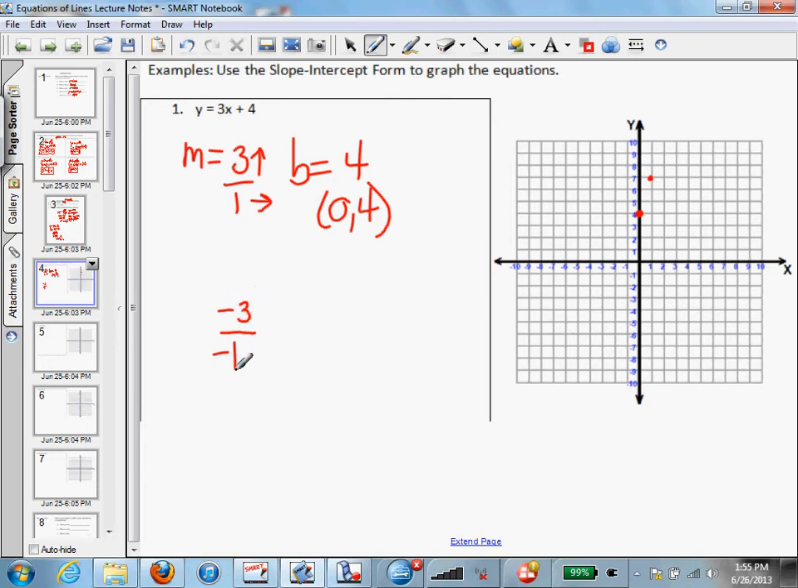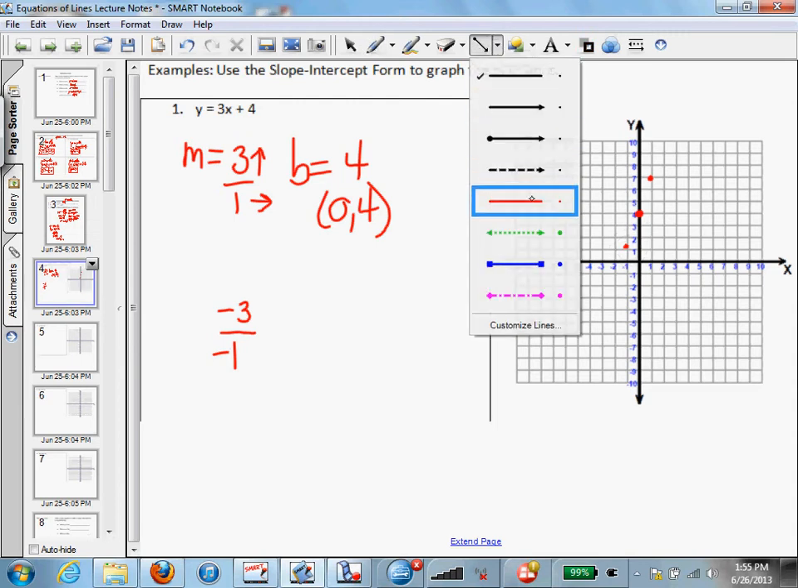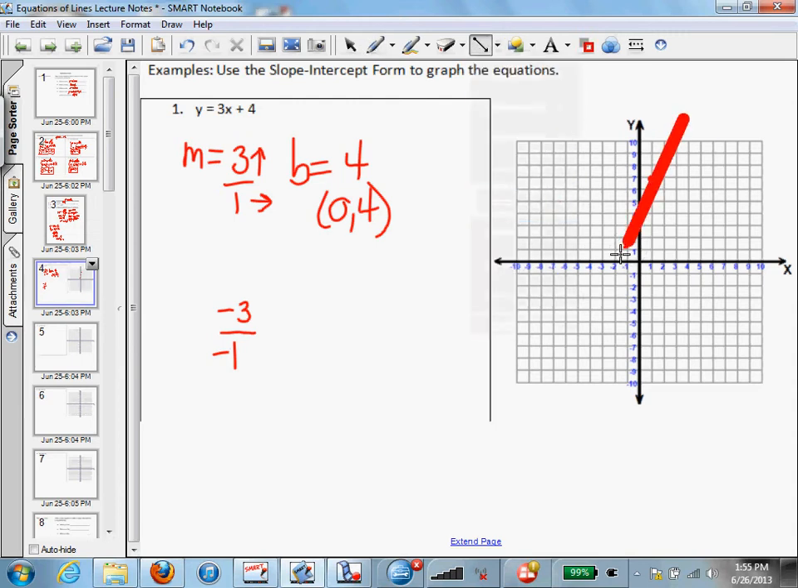You can say go down 3 and then go to the left 1. So from our starting point, you go down 3, so 1, 2, 3, and then to the left 1. So there's our next point. And then to graph this, you want a solid line, and that's awfully bold, but that's how it looks. And I like to put little arrow marks to show that the line continues forever.